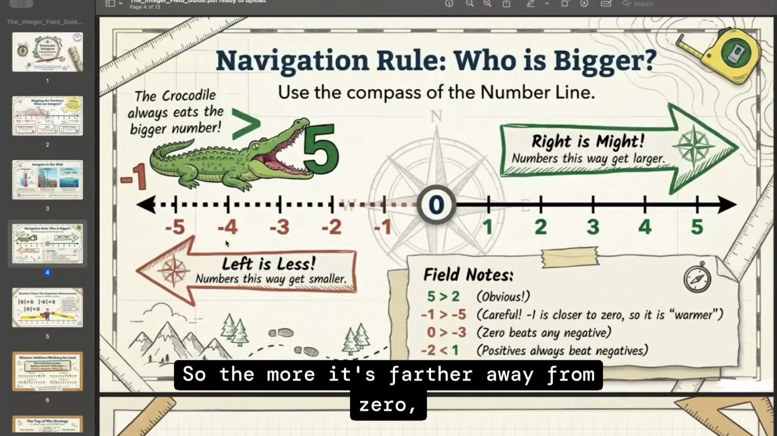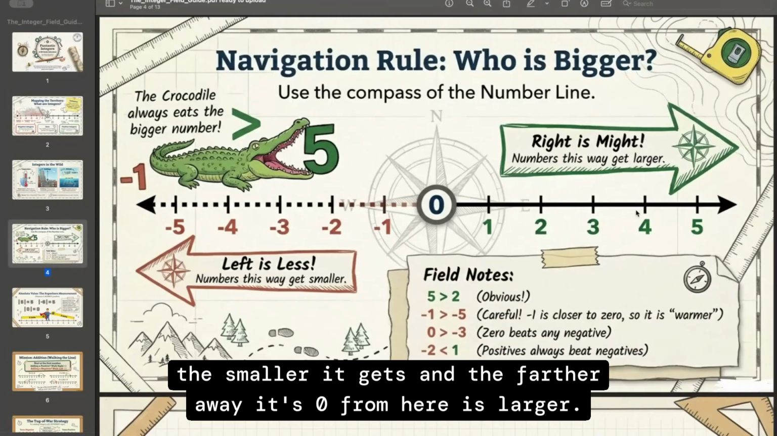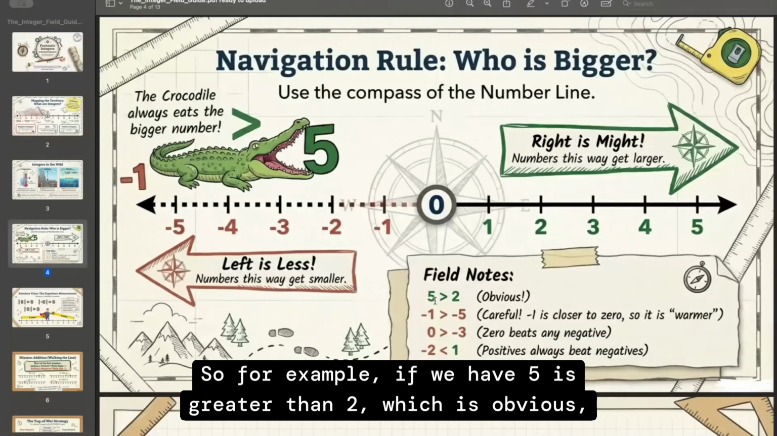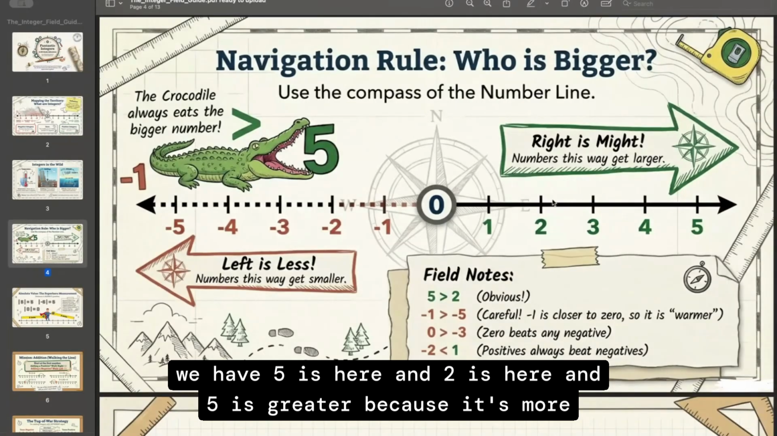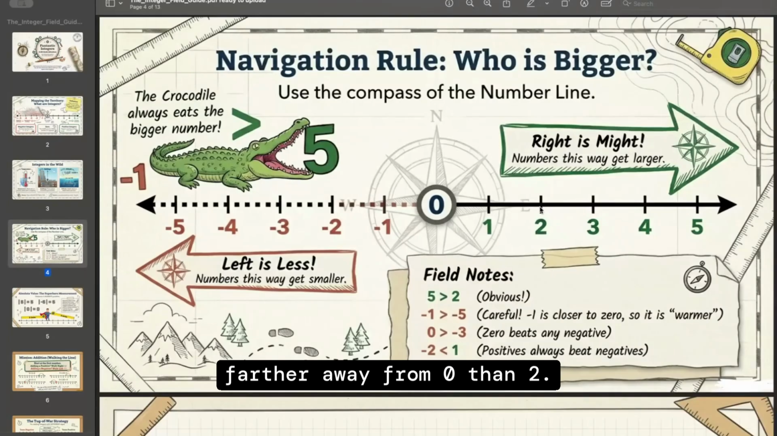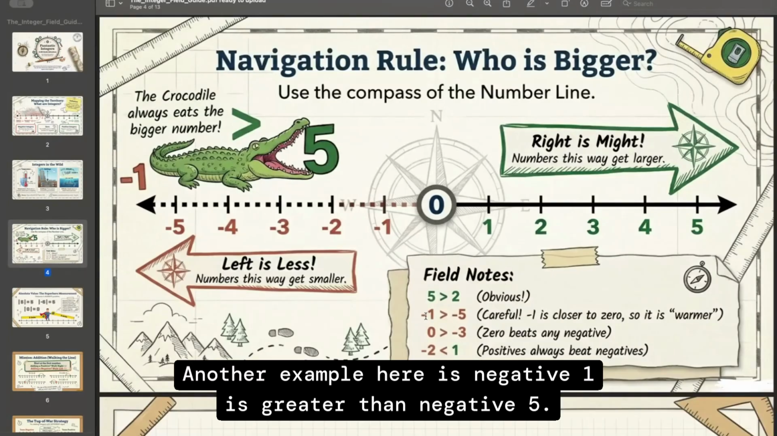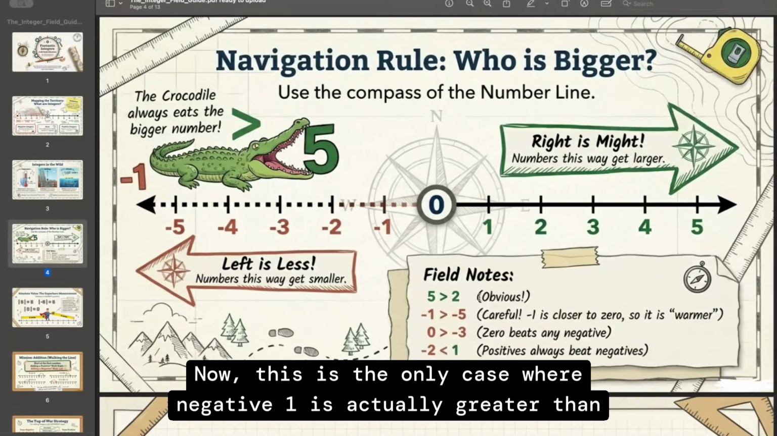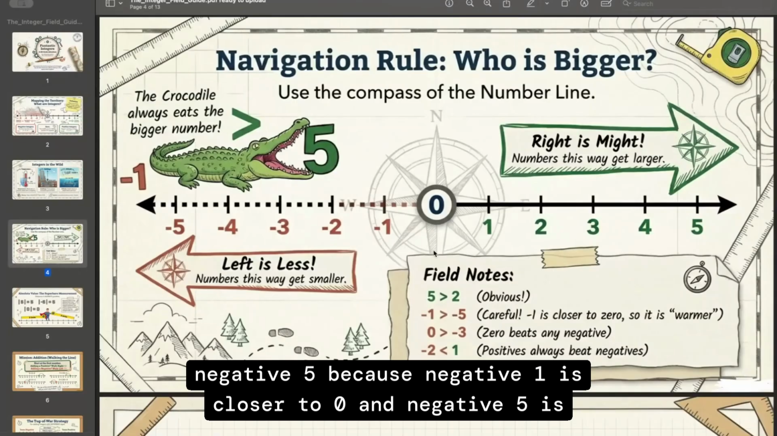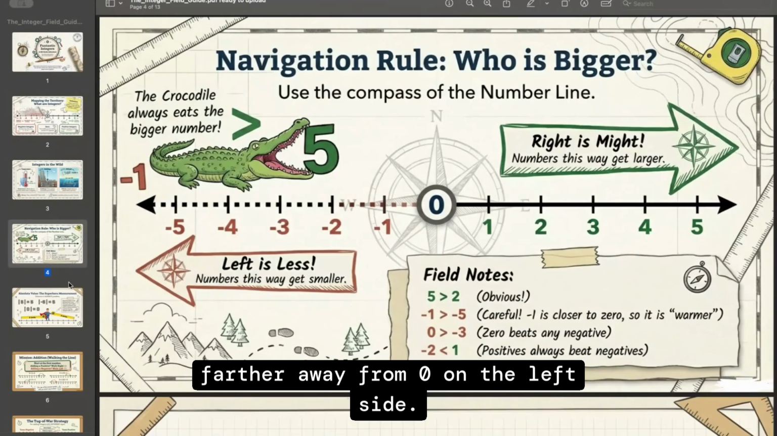So the farther away it is from 0 on the left, the smaller it gets, and the farther away it is from 0 on the right, the larger it is. For example, 5 is greater than 2, which is obvious. We have 5 here and 2 here, and 5 is greater because it's farther away from 0 than 2. Another example here is -1 is greater than -5. -1 is greater than -5 because -1 is closer to 0 and -5 is farther away from 0 on the left side.